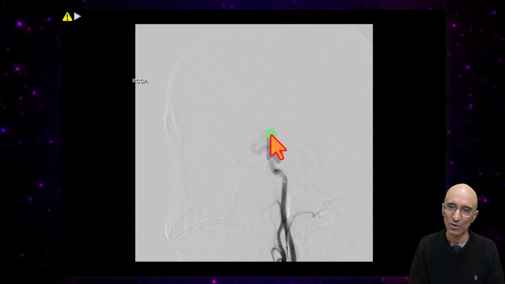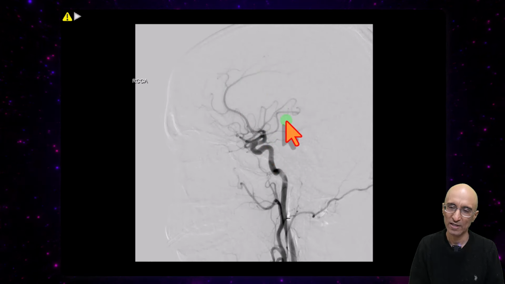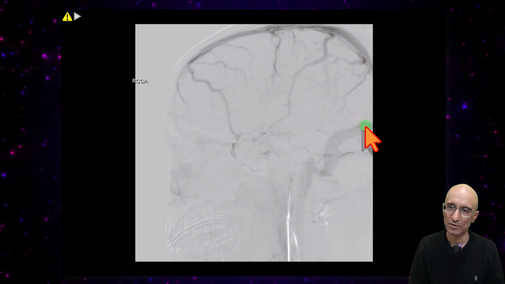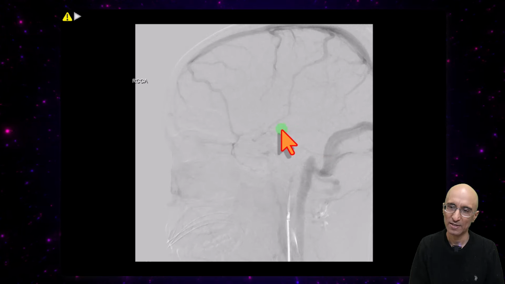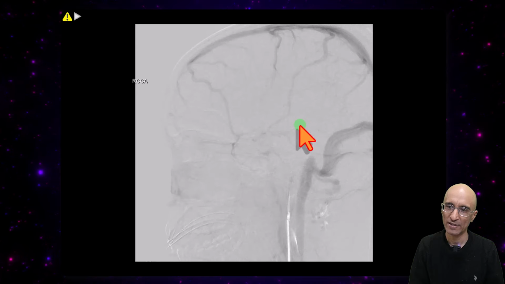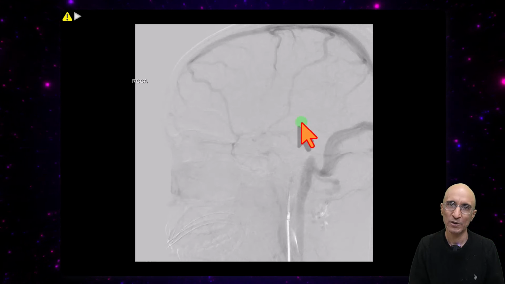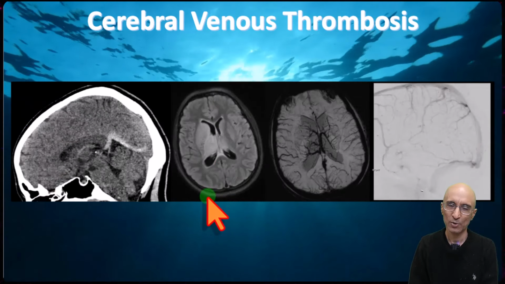Similar findings on the sagittal views. We can see normal opacification of the arterial system. On the venous phase, there is opacification of the superior sagittal sinus, transverse sinus and sigmoid sinus on the left side, but there is absence of opacification of the deep cerebral venous system. The patient underwent mechanical thrombectomy and had a good outcome. So our patient has cerebral venous thrombosis.